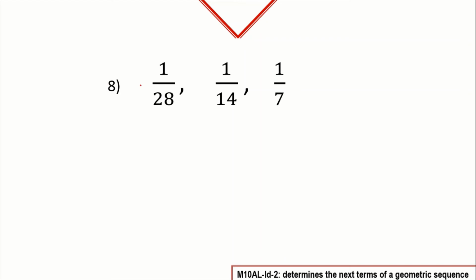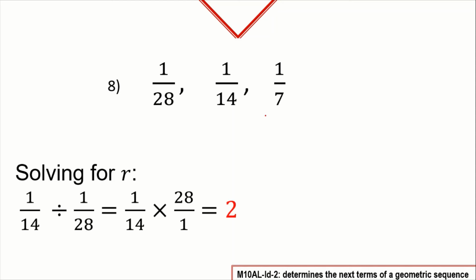Next is 1 over 28, 1 over 14, and 1 over 7. Let us solve for the common ratio. Second term divided by the first term. So, pwede nyong gamitin yon. 1 over 14 divided by 1 over 28. Again, copy the first fraction, reciprocal ng second fraction.